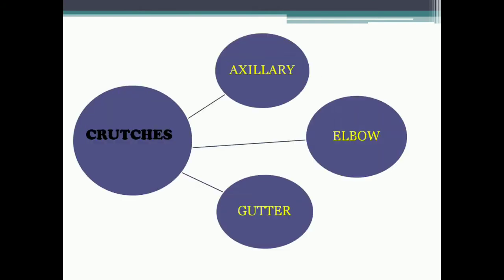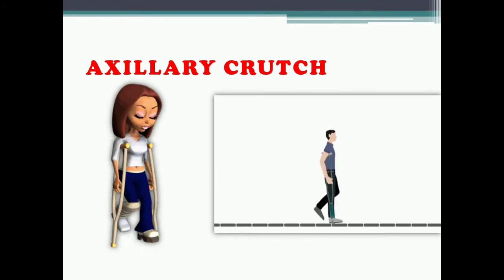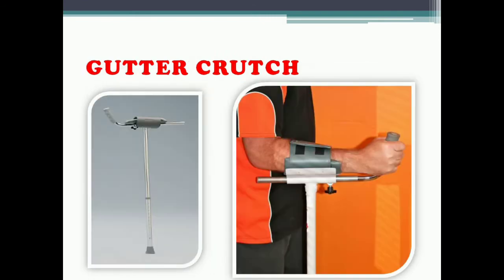So, first is crutch. So, what is a crutch? Crutches are usually prescribed to the patient who cannot use their legs to support their weight, right? Various types of crutches are available, like axillary crutch, elbow crutch, and the gutter crutch. Depending on the condition, crutches are prescribed. You can see in this picture there is an axillary crutch, elbow crutch, and a gutter crutch.